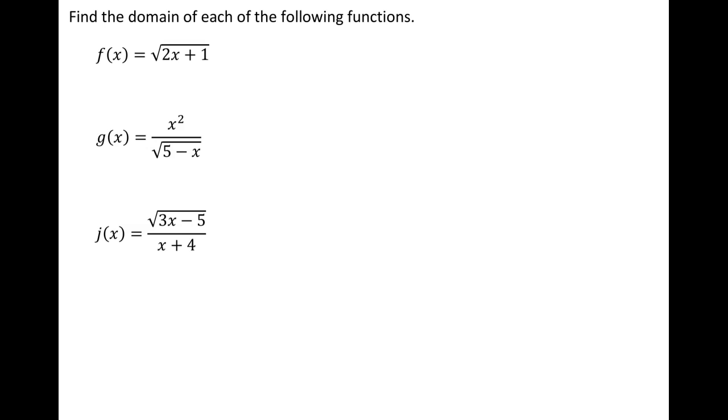Okay, so domain. So far the parent functions that we've worked with, linear, absolute value, quadratic, cubic, the domain of all of those is all real numbers. Some of them have a restricted range. Some of them only give you positive numbers. But the square root function is an interesting one, and this would be the same for fourth roots and sixth roots, but the square root function is our parent function.